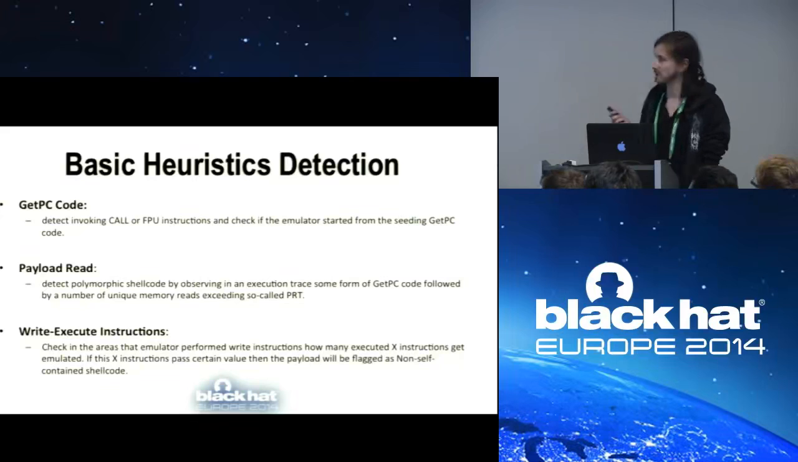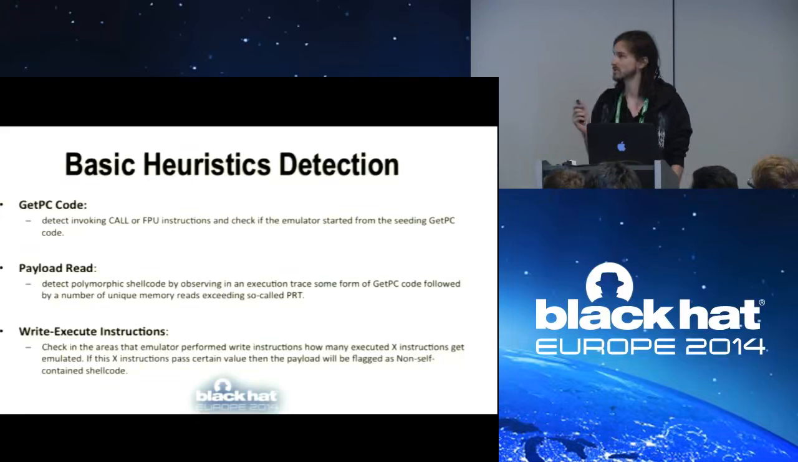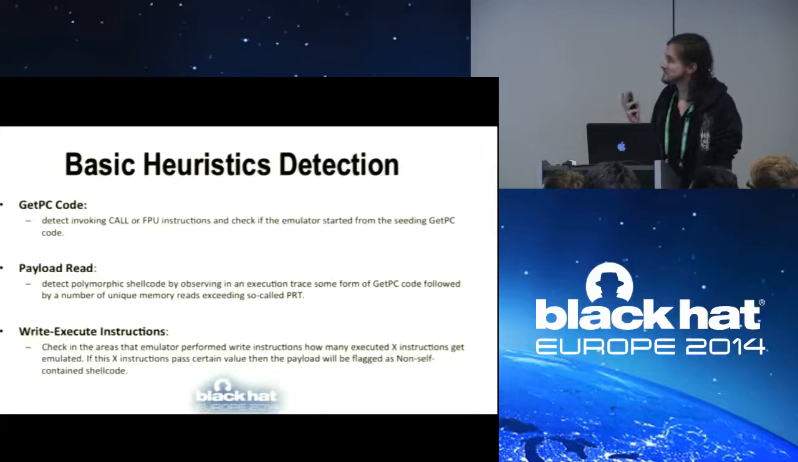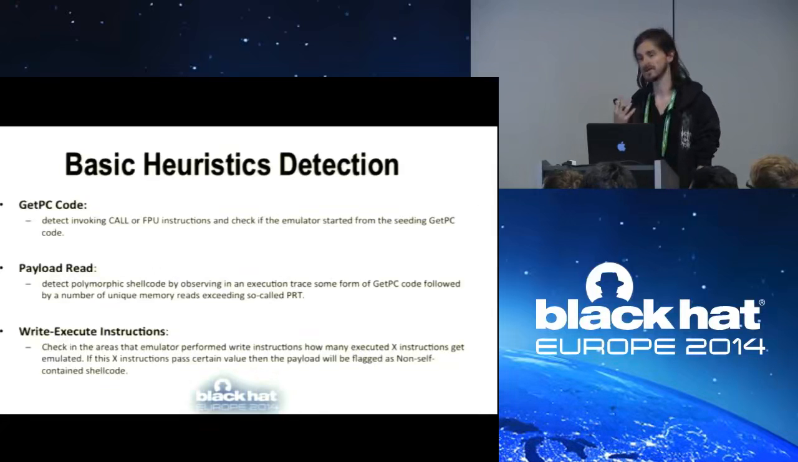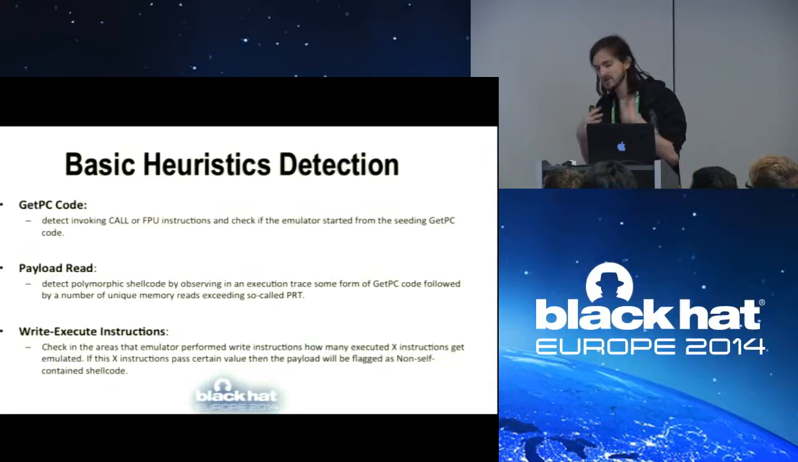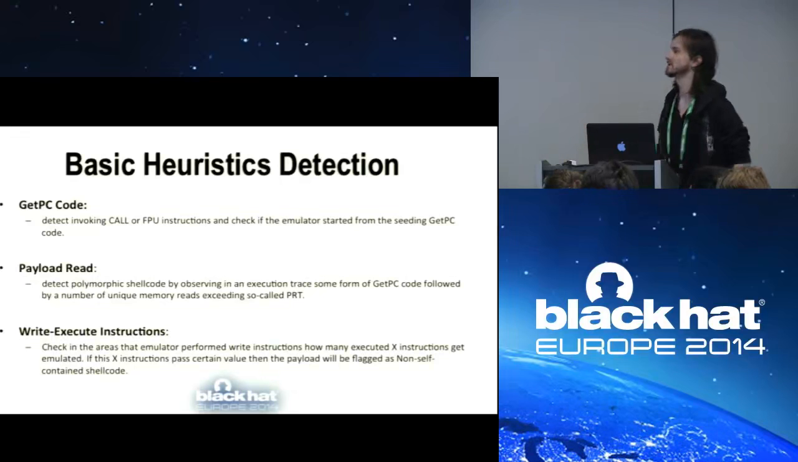The third heuristic is also based on the behavior of decoders, which is the write execute instruction threshold. Similarly, when you're decoding a piece of shellcode body, there are a lot of operations which are being written to the recently decoded memory area, and if you execute shellcode instructions from a piece of memory which has recently been written to, then it considers it as malicious.